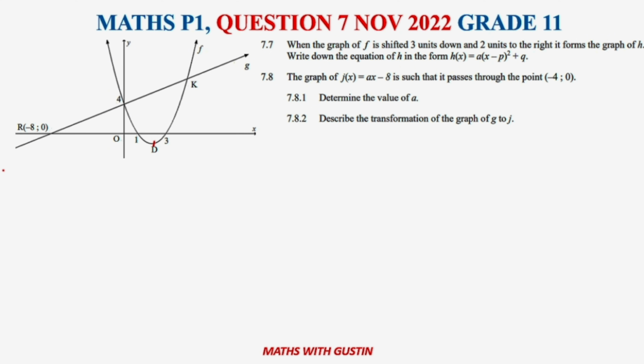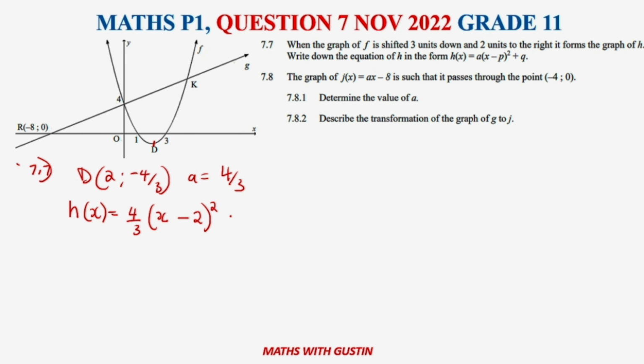We already know d. So 7.7, d, remember d is 2 is to negative 4 over 3. So therefore in this case what we can do, we can say, okay, h of x is going to be given by a. We already know what is a. We calculated a last time there. It was 4 over 3. So our a value, 4 over 3 in brackets, x minus the turning point, which is going to be minus 2 here squared, and therefore plus or minus q.